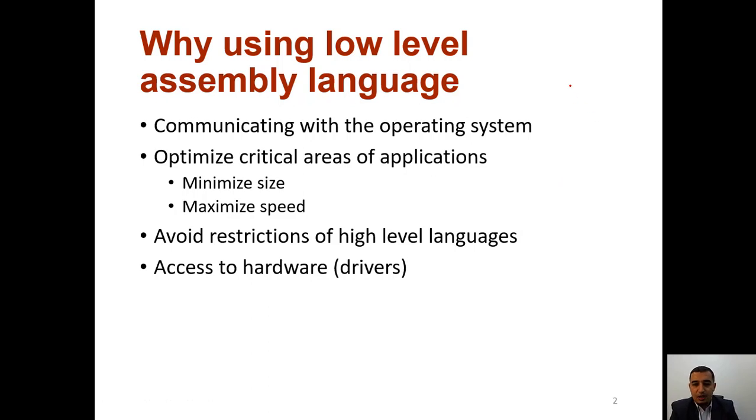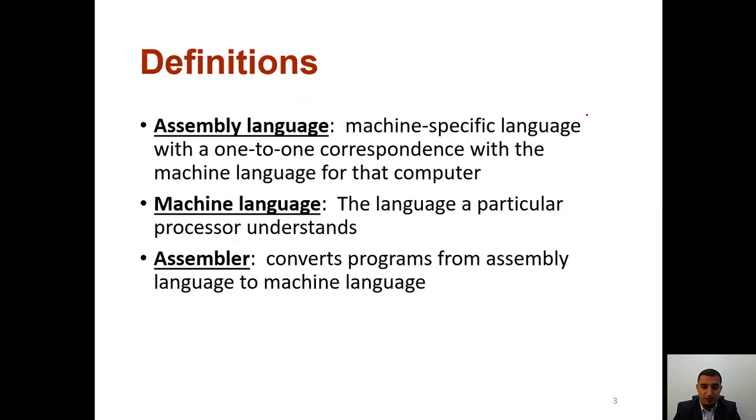So, usually, a high-level programming language such as C++ or C does not show the actual instructions that are used to program a microprocessor. So, in order to do that, we go to the lowest level, which is assembly language programming. Why are we using low-level assembly language? Communicating with the operating system is easier. Optimize critical areas of applications. It minimizes the size, maximizes the speed, avoids instructions of high-level languages, and we can access the actual hardware of the computer. So this is our main objective.